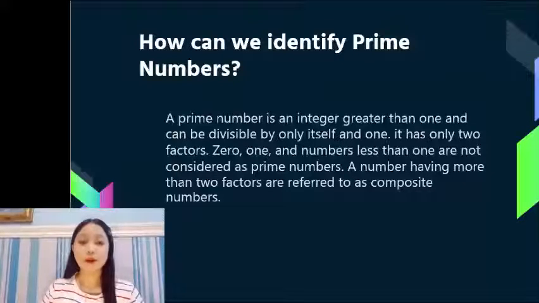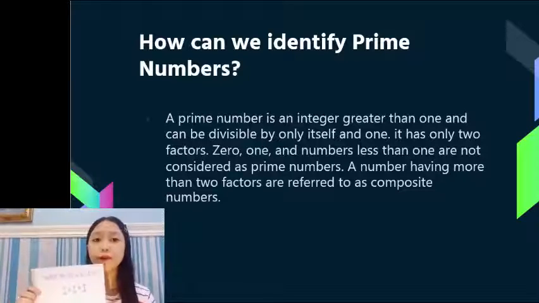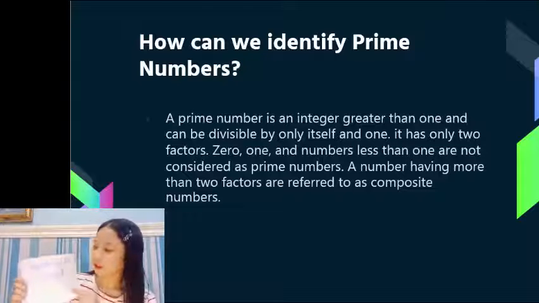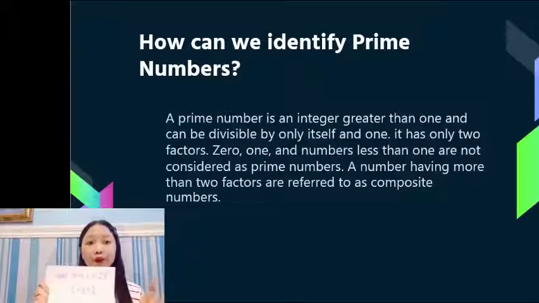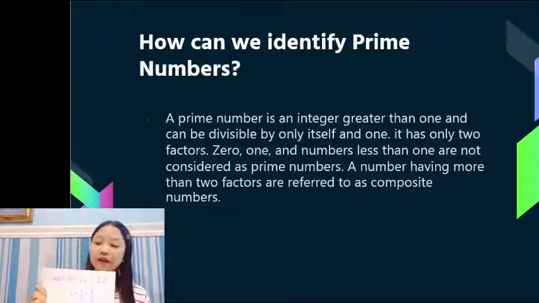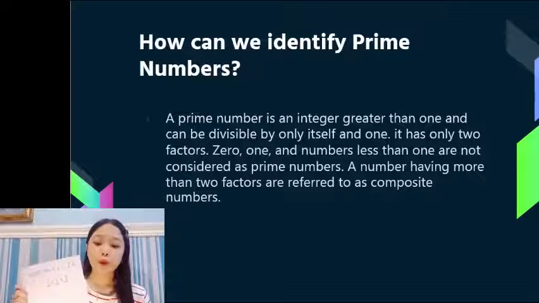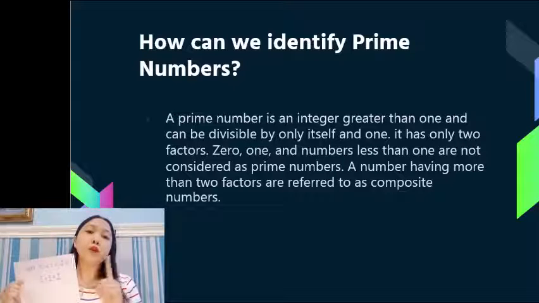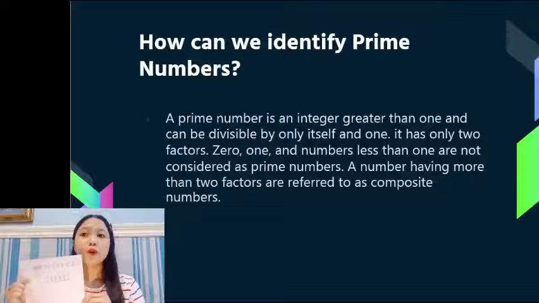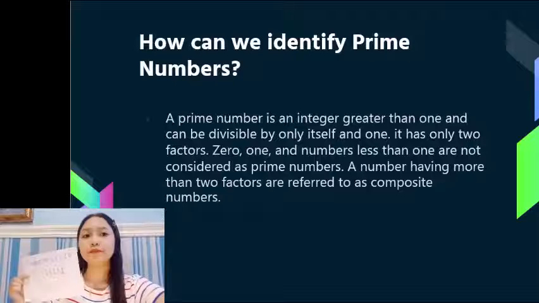Let's have an example. Is 1 a prime number? 1 times 1 equals 1. A prime number is divisible by 2 natural numbers, 1 and itself, but 1 is divisible by only 1 natural number, which is 1. So it does not have 2 natural numbers. It has 1 natural number. So is 1 a prime number? Definitely not.